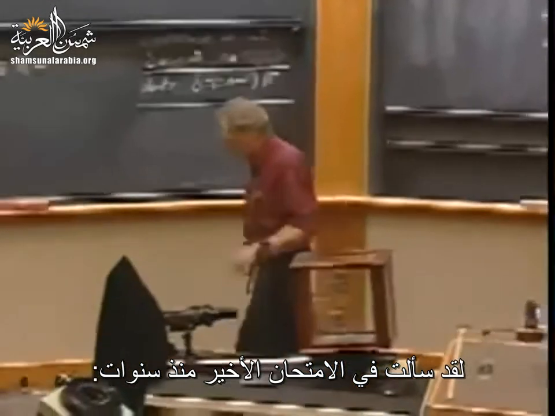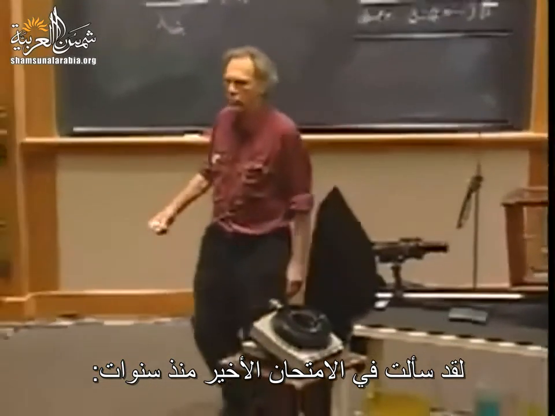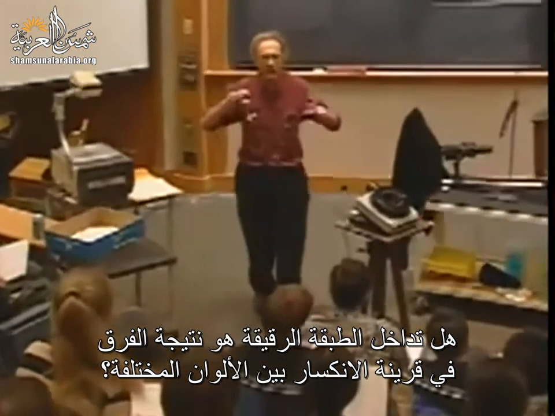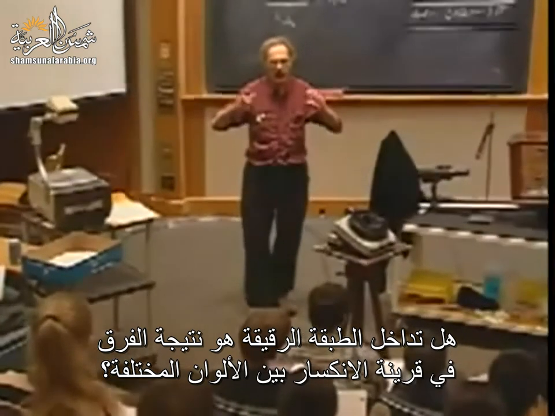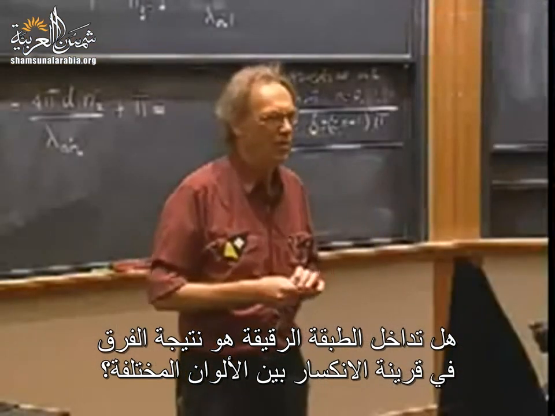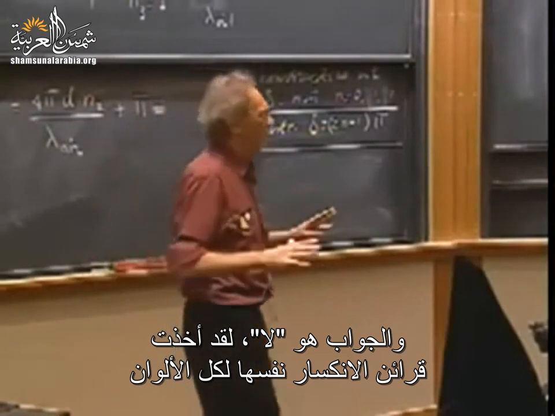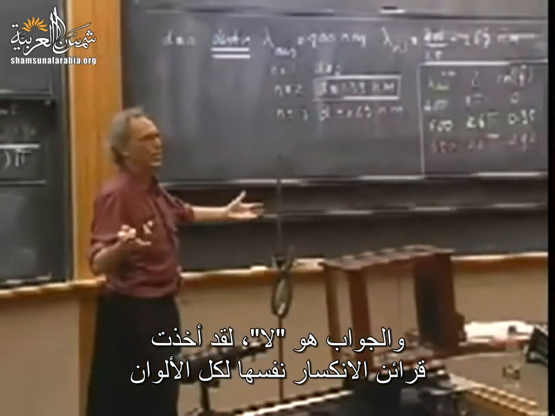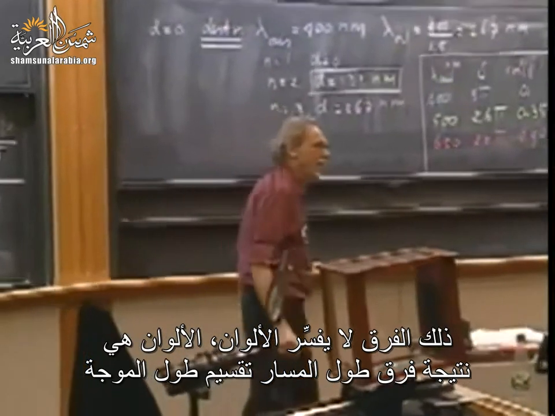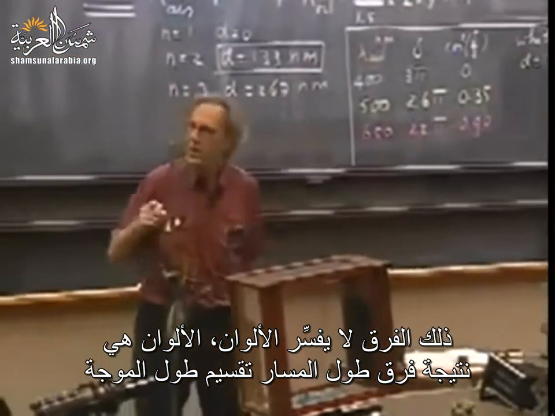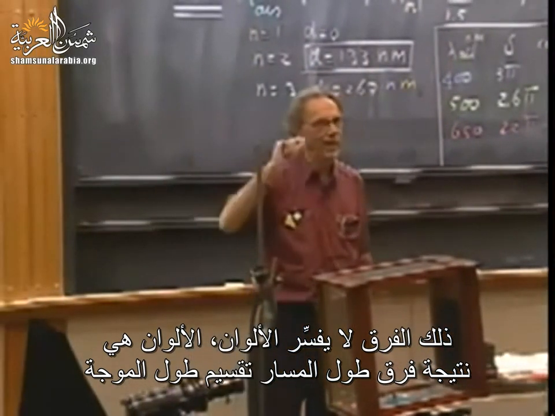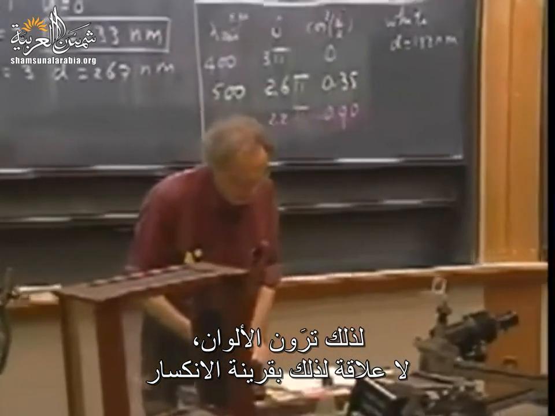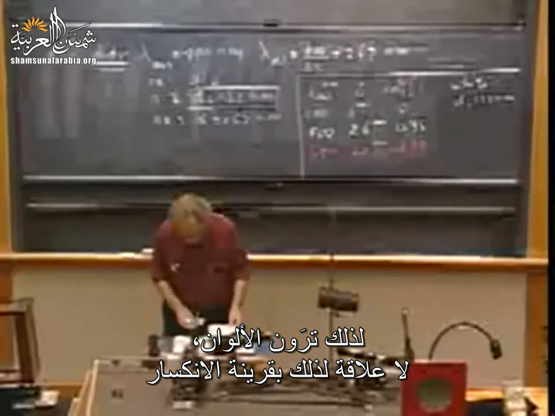A question that I have asked over the years at the final exam for 803 is whether thin film interference is the result of the difference between the index of refraction between the different colors. And the answer is absolutely not. The index of refraction, I have taken the same for all colors, for all practical purposes. That difference does not explain the colors. The color is explained by the difference in path length divided by lambda. That is why you see colors. It has nothing to do with the index of refraction.